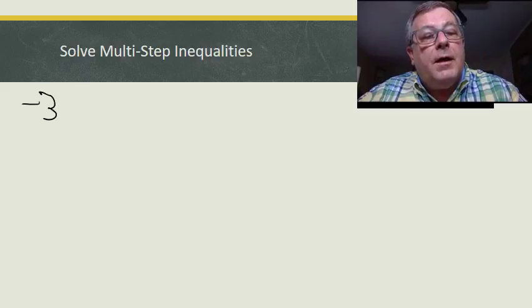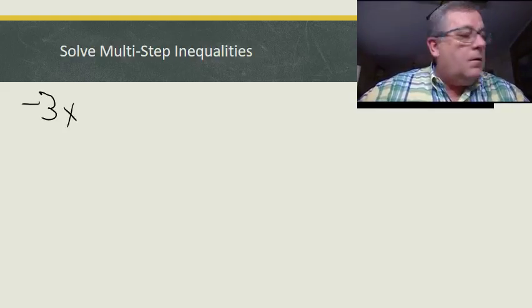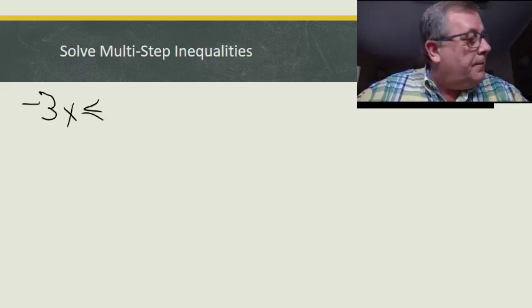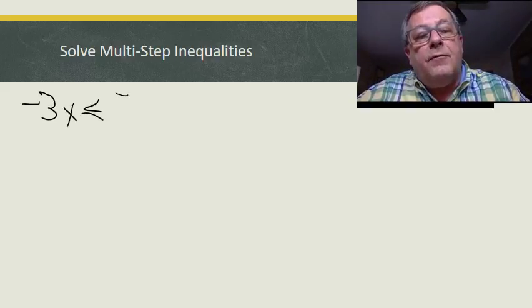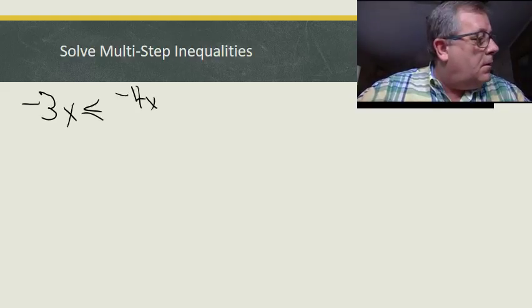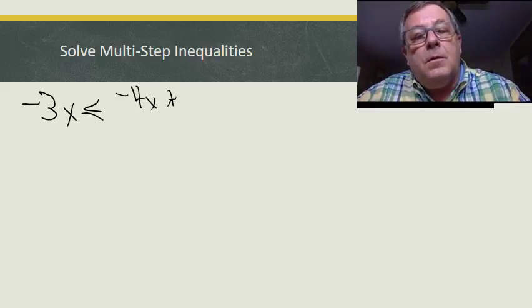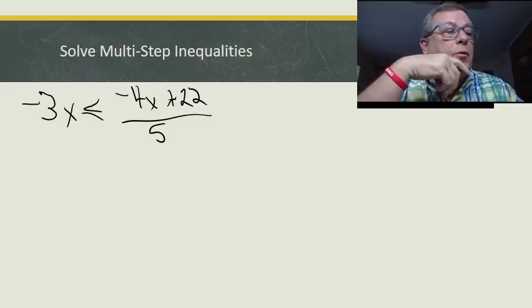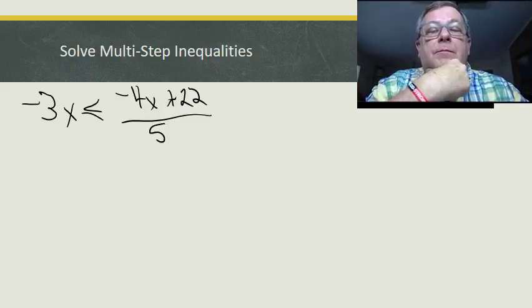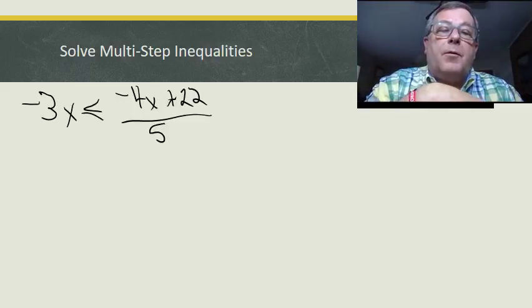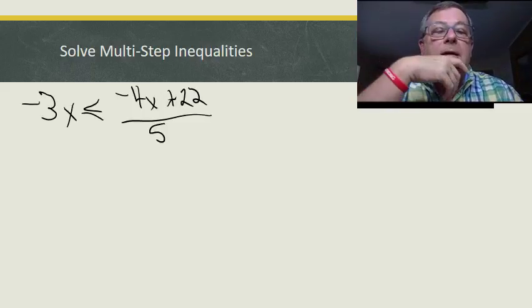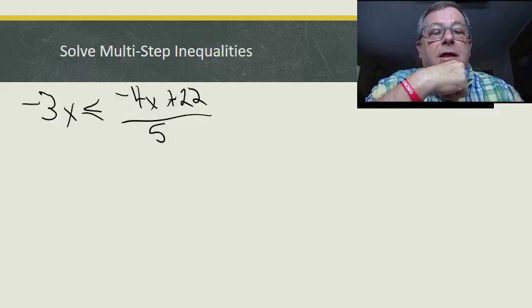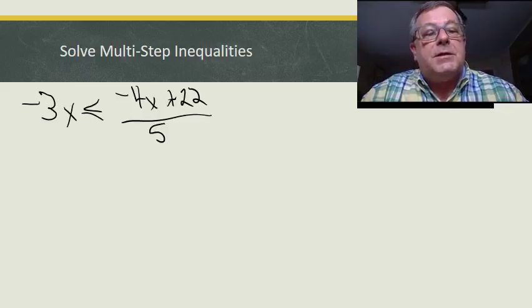We've got negative 3x is less than or equal to negative 4x plus 22, over 5. All right, so we're just going to proceed algebraically, and we're going to be working order of operations from bottom to top. And so the first thing I see I need to do is multiply both sides of these equations by 5, and this will allow me to clear out this denominator.